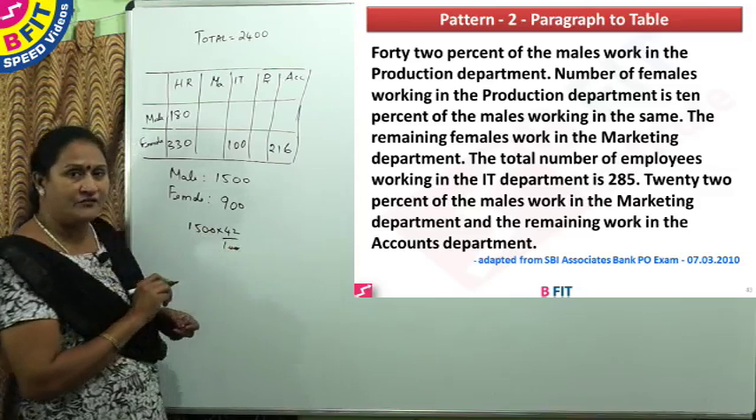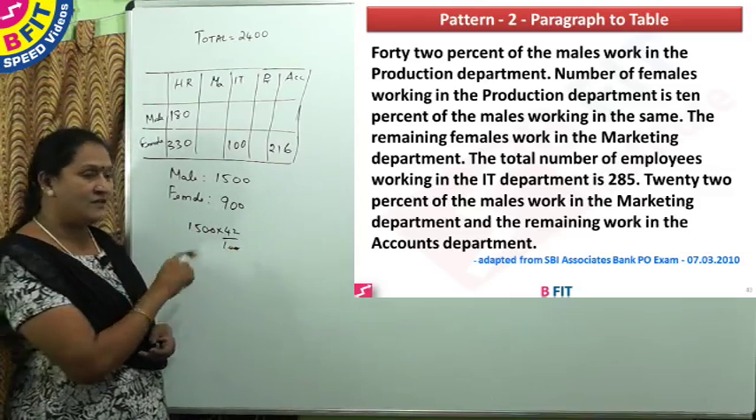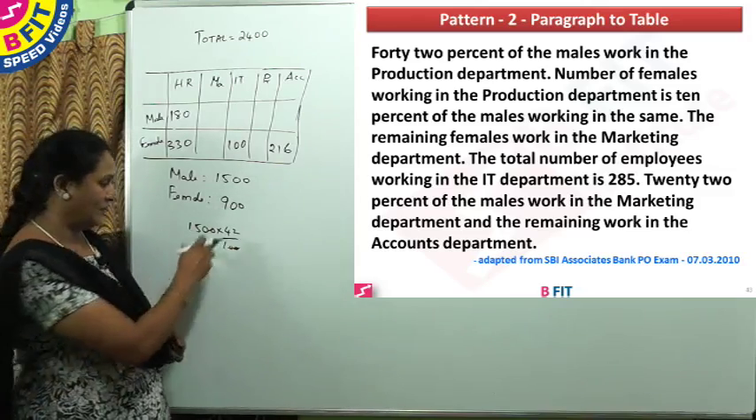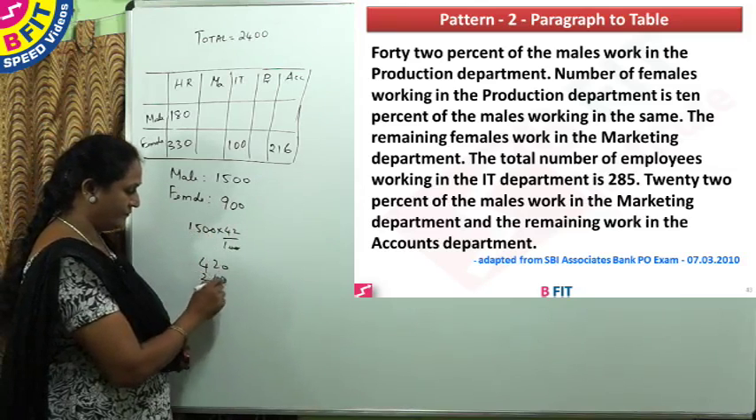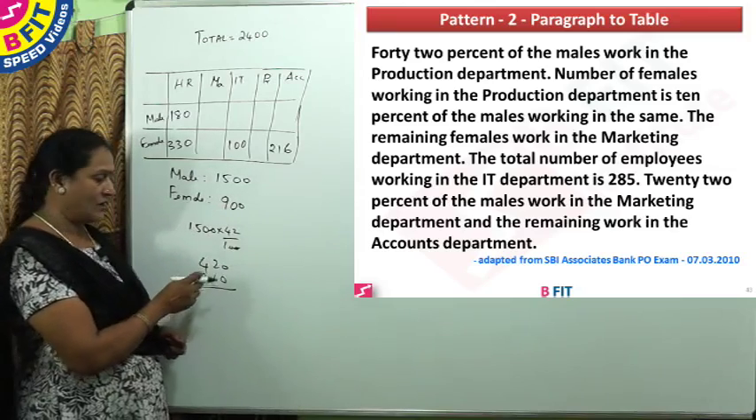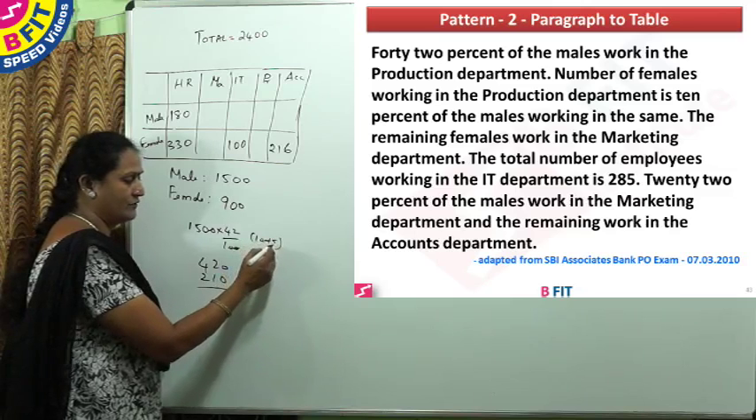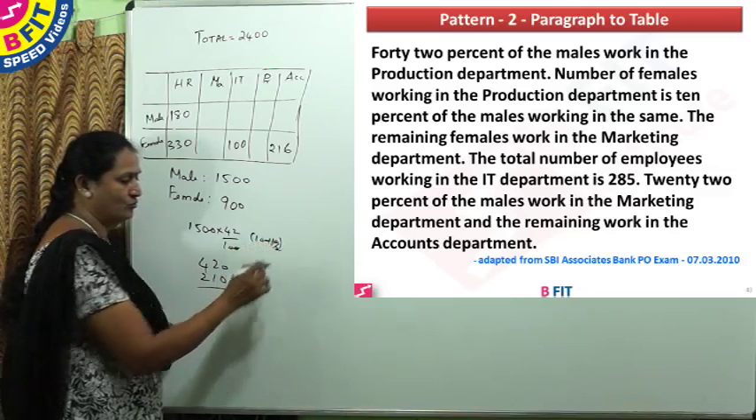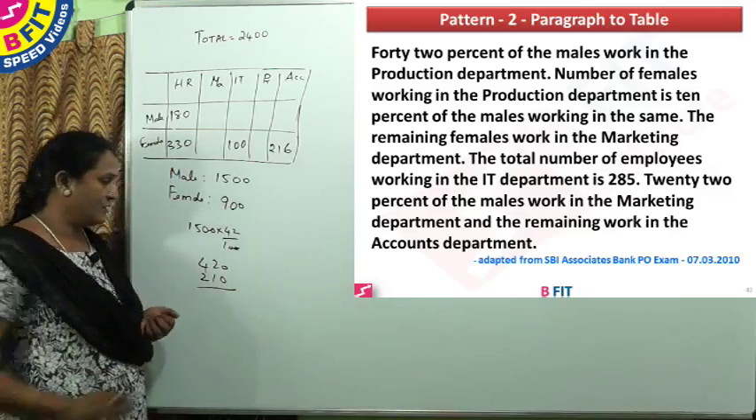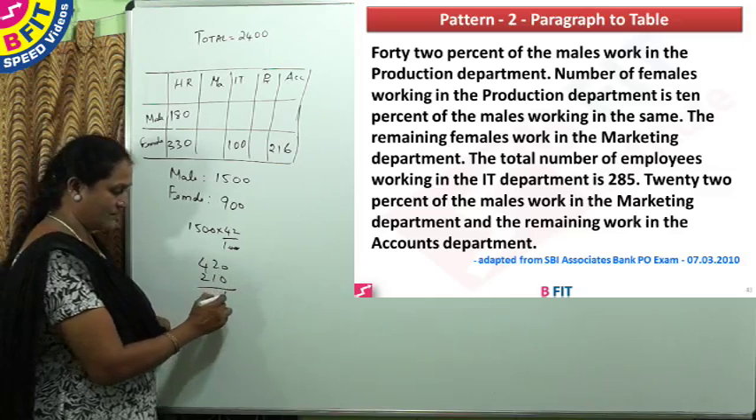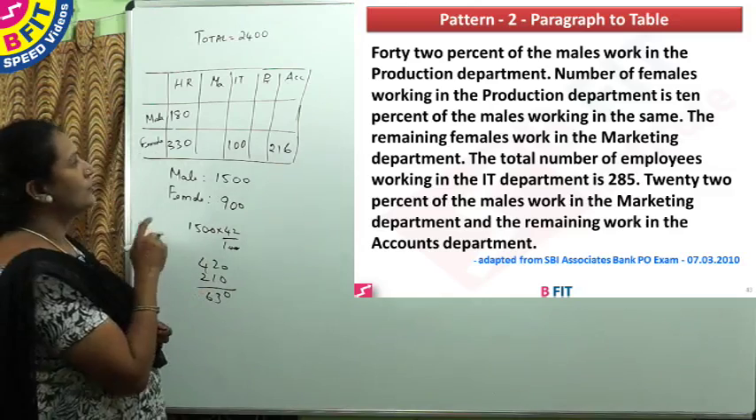Again product with 15. So mostly multiplication of 15, we will be repeatedly seeing in data interpretation mostly. Now 42 into 15, 420. Put 1 0 and add half of this because it is multiplying like 10 plus 5, and 5 is 10 by 2. We have seen this in Speedmax concepts. So 420 plus half of this, 630 male in production department.